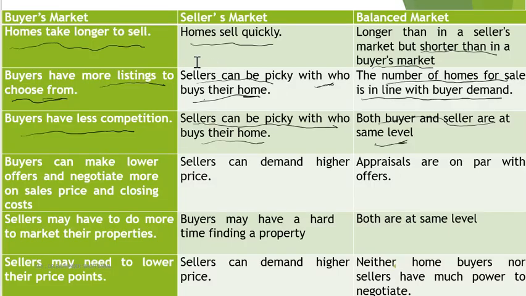So in a buyer's market, buyers can negotiate, they can make lower offers, they can negotiate more on sale prices and closing cost. But in a seller's market, sellers can demand a higher price. In a balanced market, appraisals are at par with the offers.